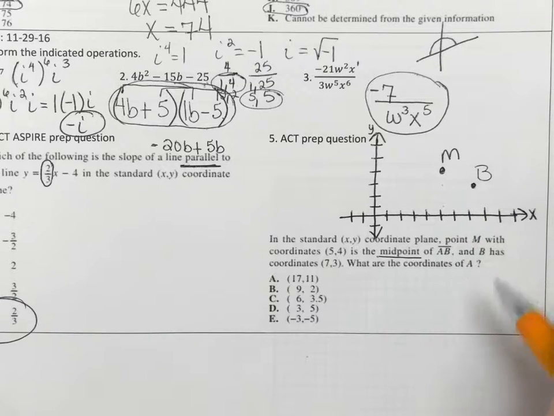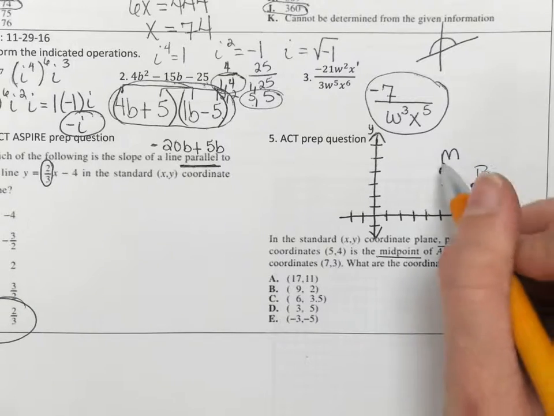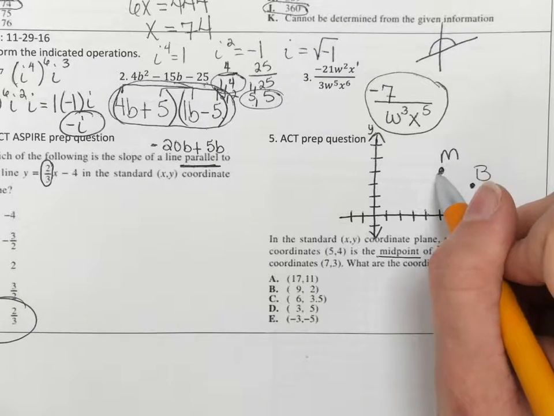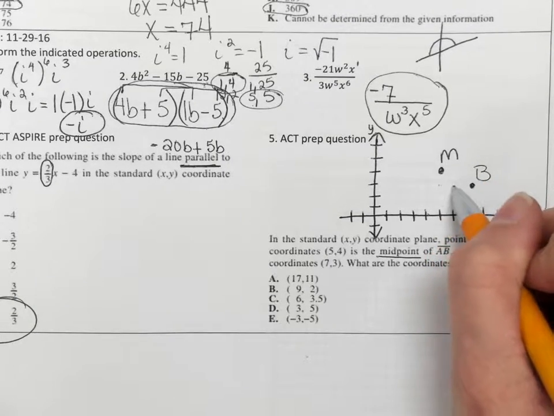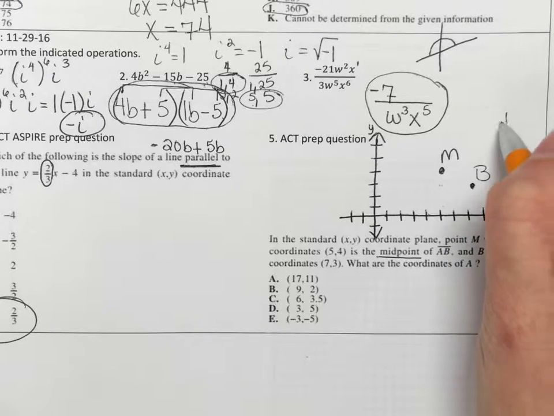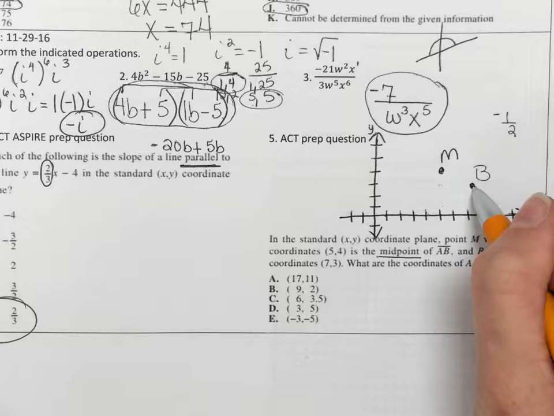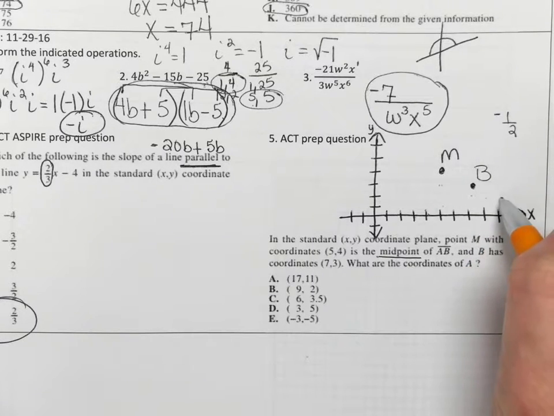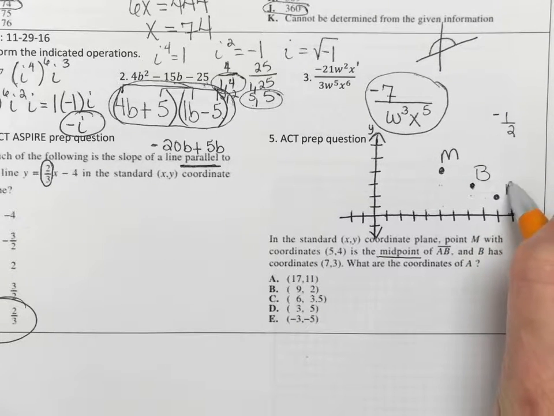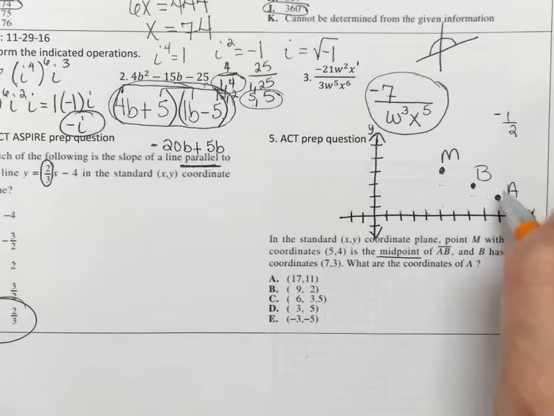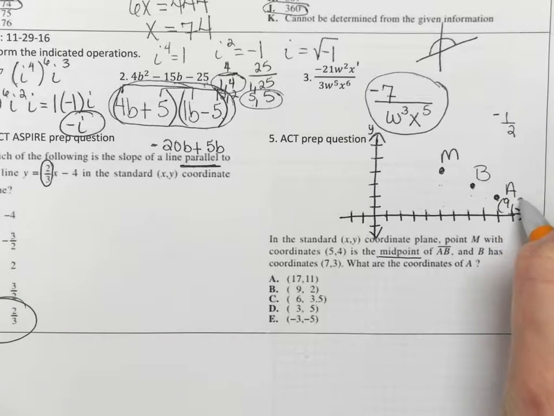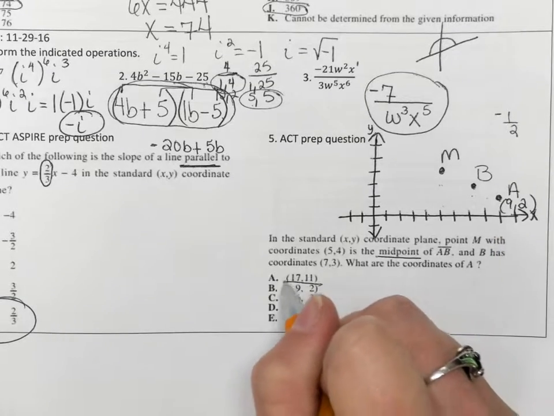So I need to find another point that they're calling A. So I need to find the slope. What's the slope between these 2 points? I went down 1 and right how many? So my slope is 1/2. Well, negative 1/2, excuse me. So I need to go down 1 more and right 2 to call that A. And that point is 9, 2. Is that what that is? It's got to be 9, 2 because that's the only answer choice with 9.